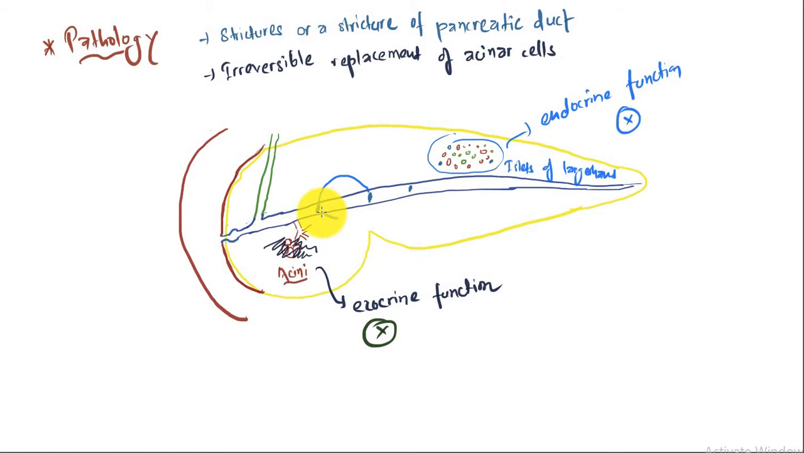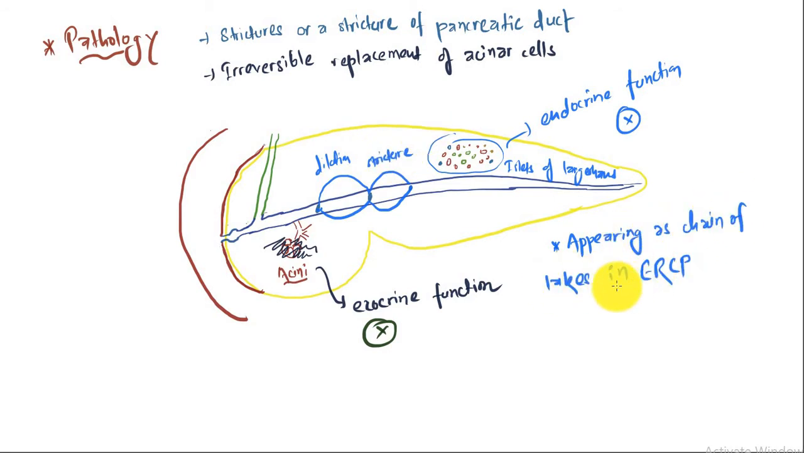So these are the strictures, and beyond the strictures, a dilation is formed, which gives the appearance of a chain of lakes in ERCP. Sometimes there can be a stricture on the lower part of the common bile duct, resulting in obstructive jaundice.